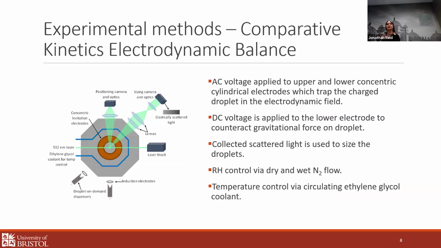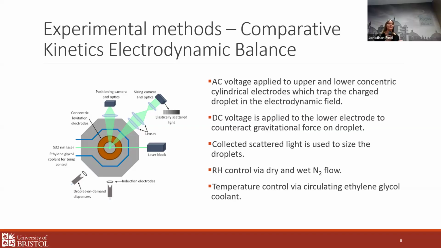So methodology-wise, I've used 2 main instruments for this. The first of which is the comparative kinetics electrodynamic balance, where you essentially inject a single droplet into a chamber using droplet on-demand dispensers. It's held in the null point of an electrodynamic field, so an AC voltage is applied, which stabilizes it horizontally, and then a DC voltage is applied, which stabilizes it vertically and counteracts the effect of gravity.